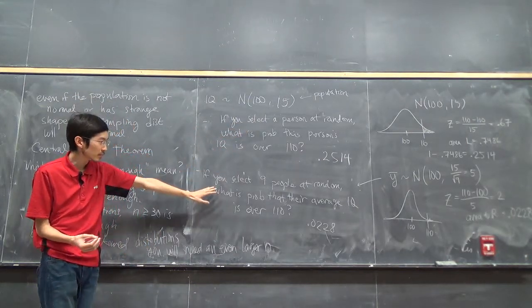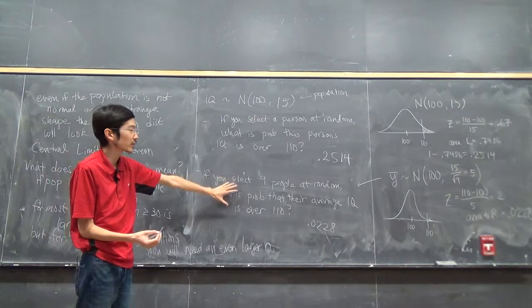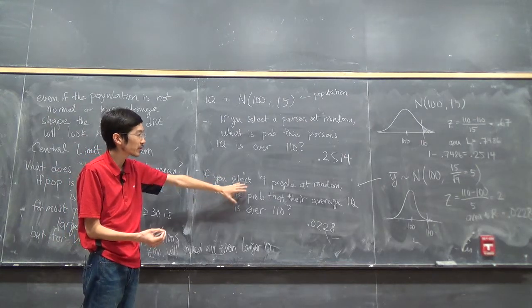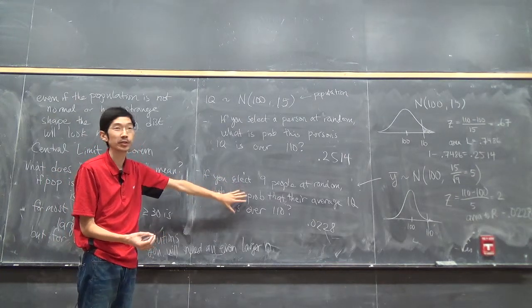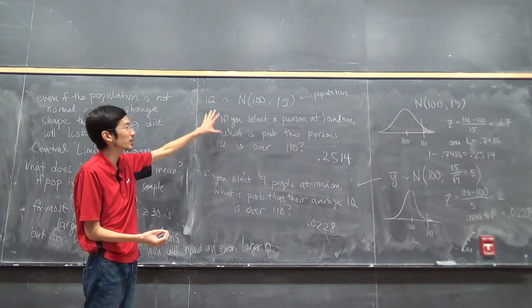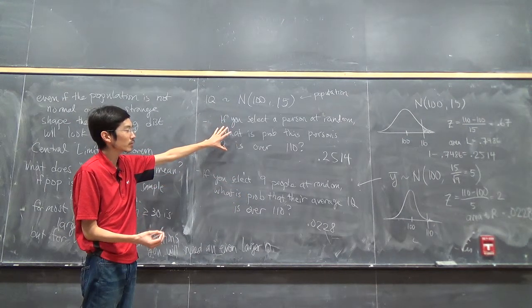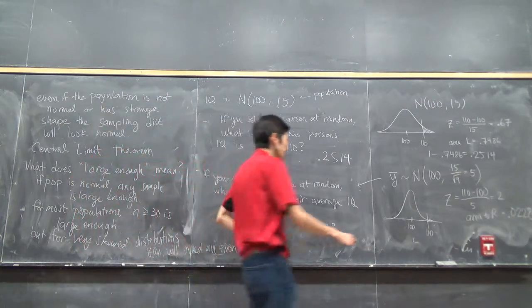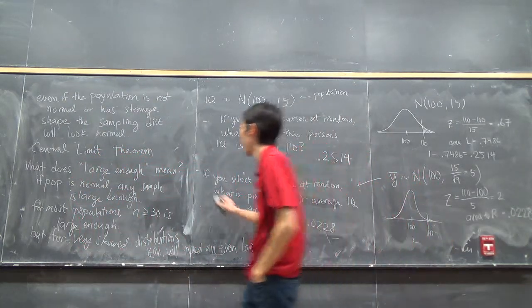Over here, we can start to answer these types of questions because of the central limit theorem. So even if the population wasn't normal, we could try another example.